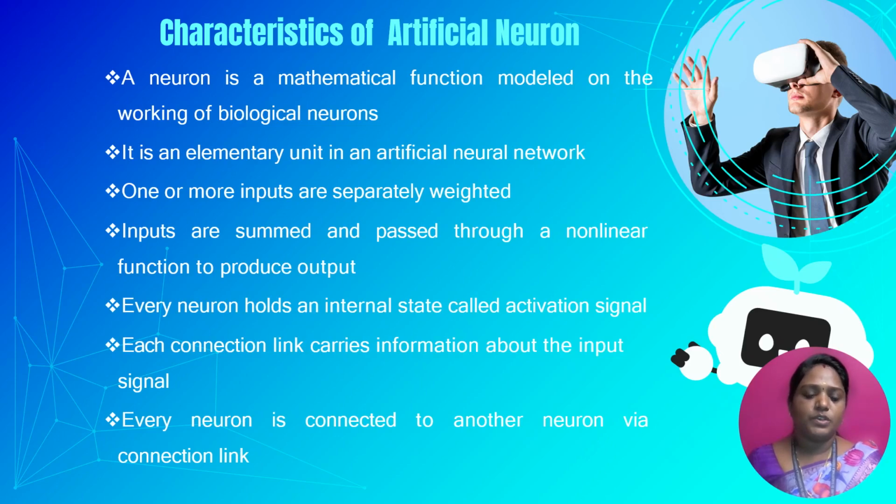Each neuron or node holds an internal state that is called the activation signal. Each node is interconnected by using connection links that carry the information about the input signals. Then each neuron is connected to another neuron via the connection links.